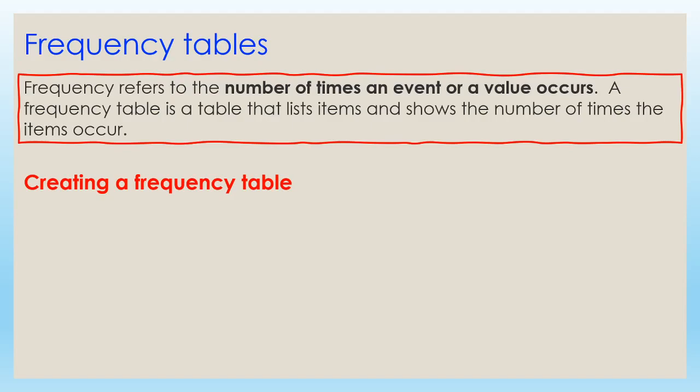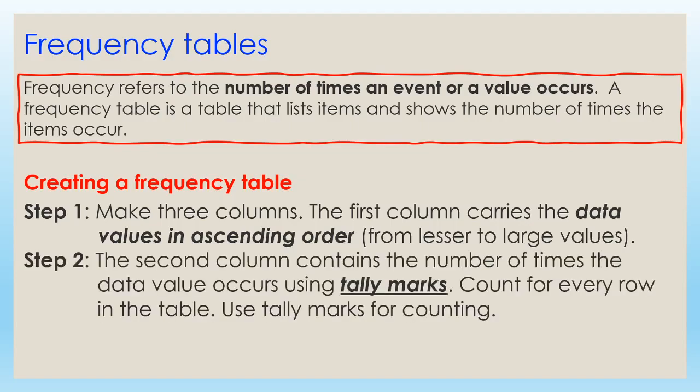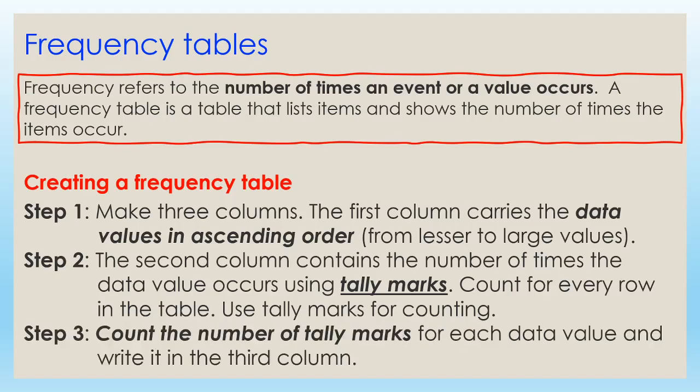Constructing it's really not too hard. First, we make 3 columns. The first column contains the data values in ascending order, from smallest to biggest, or lesser to larger. The second column contains the number of times that value occurred, and this is where we make our tally marks and we count it on the table. And the final column is the frequency of tally marks, or the total number of tally marks.